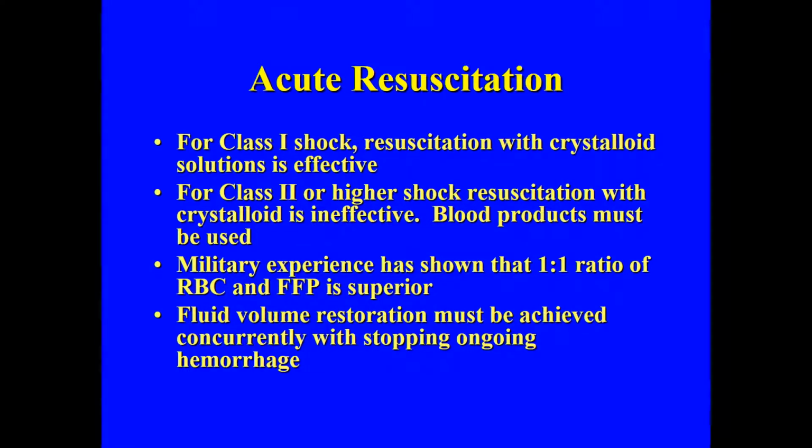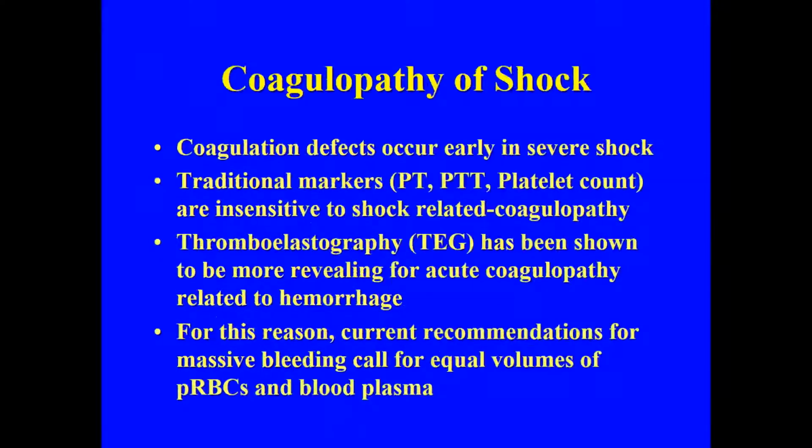Military experience has shown that a 1-to-1 ratio of red blood cells and fresh frozen plasma is superior to other ratios of blood products. Fluid volume resuscitation must be achieved concurrently with arresting ongoing hemorrhage. Coagulation defects appear early in severe shock. However, the traditional markers such as prothrombin, partial thromboplastin time, and platelet count are insensitive to shock-related coagulopathy.